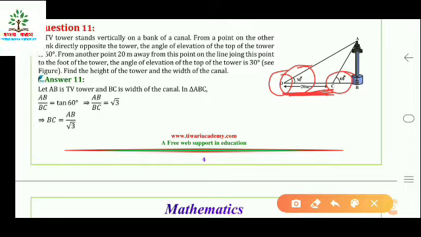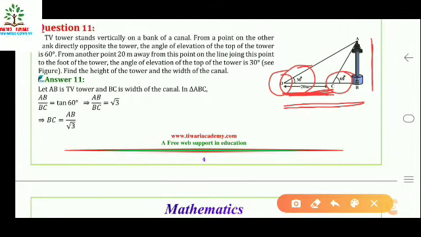What we have to find here is the height of the tower and the width of the canal. So we have to find AB, as well as the length BD. Okay, how to find? So just looking here.